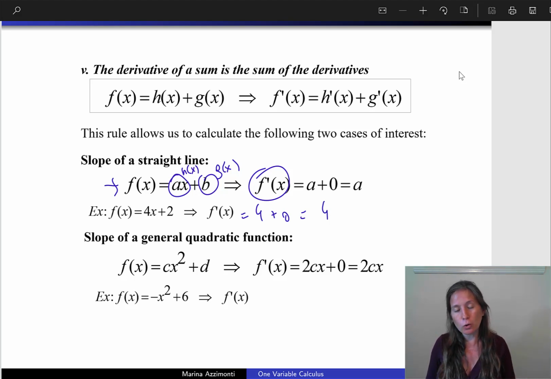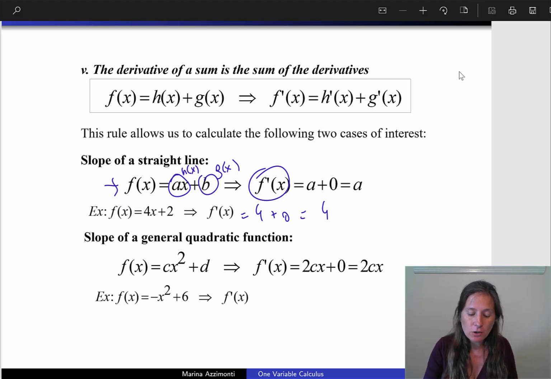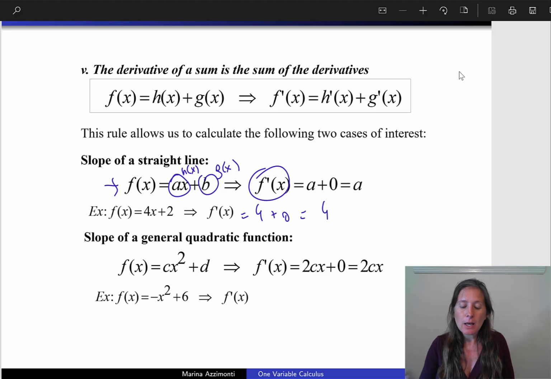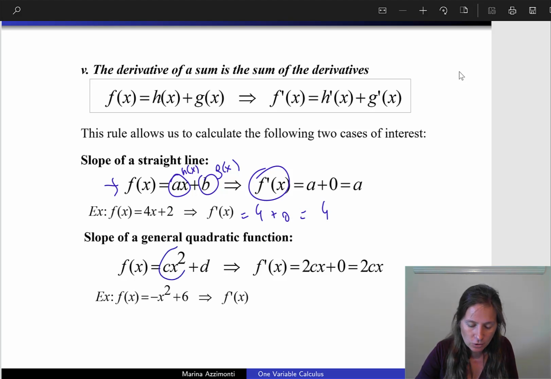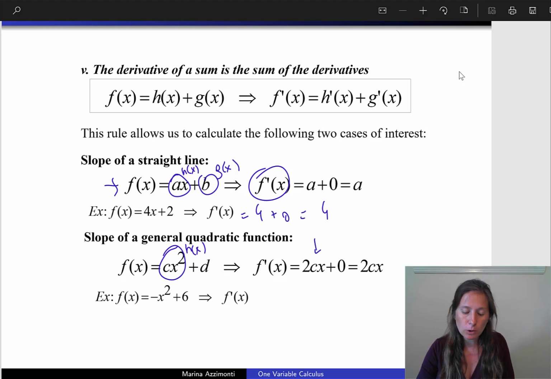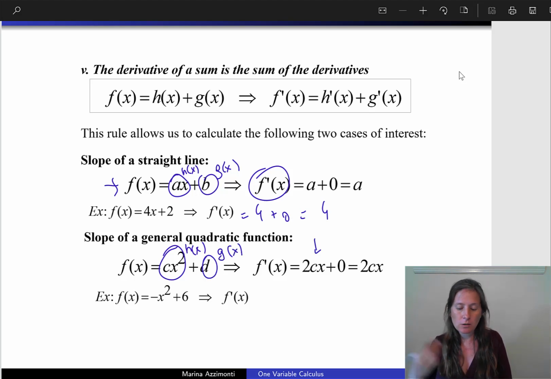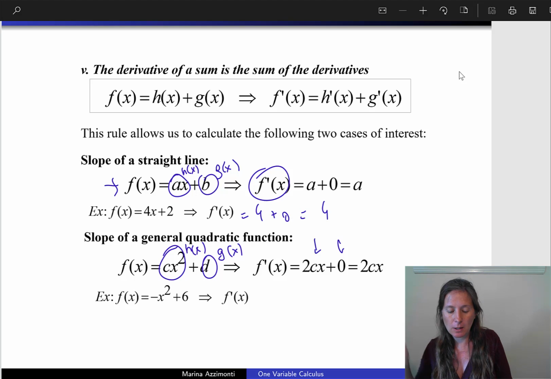Now we can also do the slope of a general quadratic function. So let's say our function is cx squared plus d, then our function h is cx squared, so its derivative is going to be 2 times c times x. We've seen this in the previous slide. Our function g of x is d, this is a constant, so its derivative is going to be 0. So the derivative of cx squared plus d is just going to be 2 times c times x.